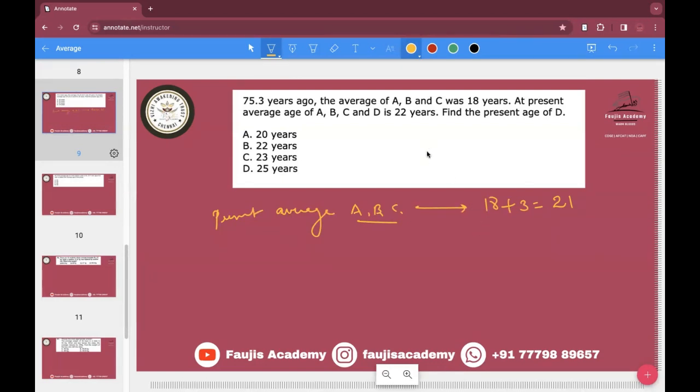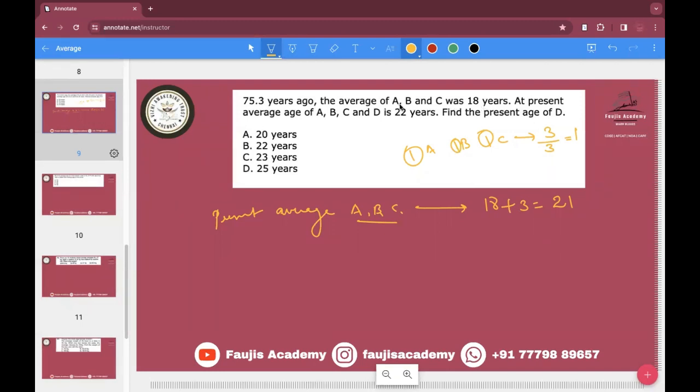All of these 3 boys or girls, whoever it is, will grow by 1 year each every year. That means in total they will grow by 3 years, since 3 persons are there. So every year their average age is increasing by what? Plus 1. Yes, sir. 3 years ago their average age ABC was 18.